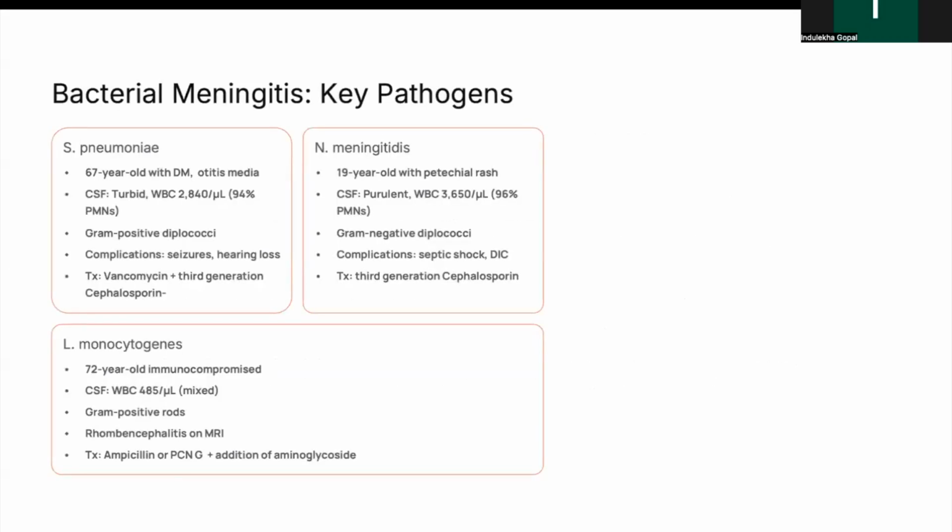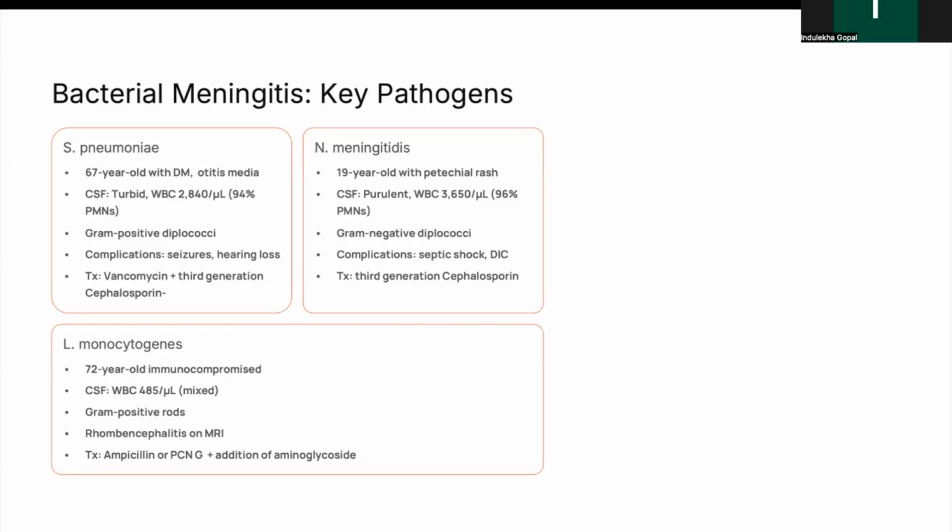To summarize, I'm giving 3 scenarios. One is strep pneumo. An example case, a 67-year-old male with history of diabetes and otitis media. The CSF would be turbid. WBC will be 2,840. There will be neutrophilic predominance, 94% PMNs. Gram-positive diplococci in strep pneumo. Complications, seizures, hearing loss. Treatment, vancomycin and third-generation cephalosporin.